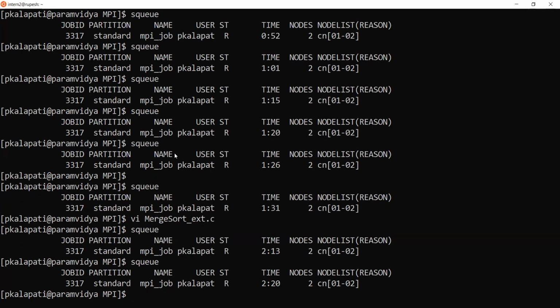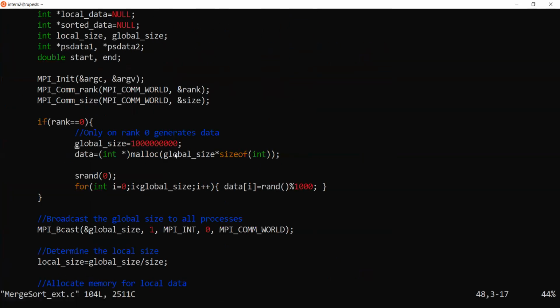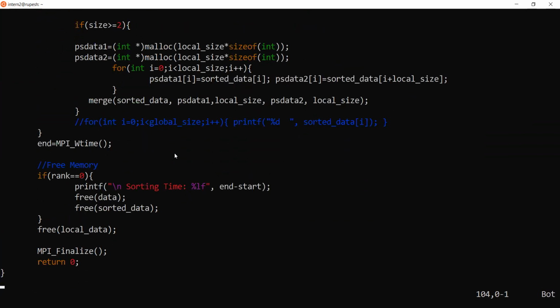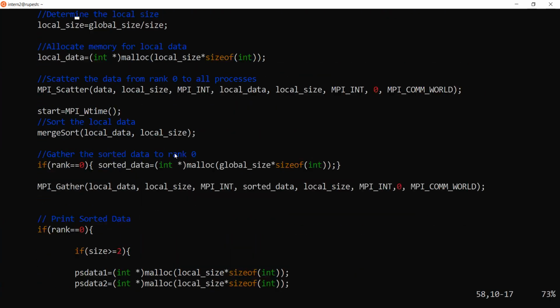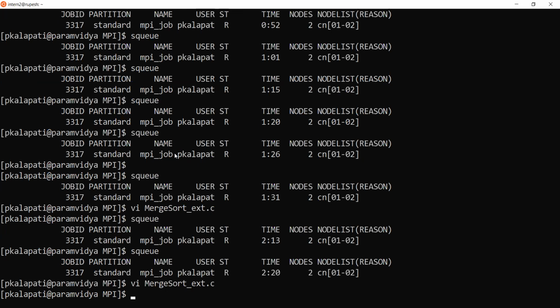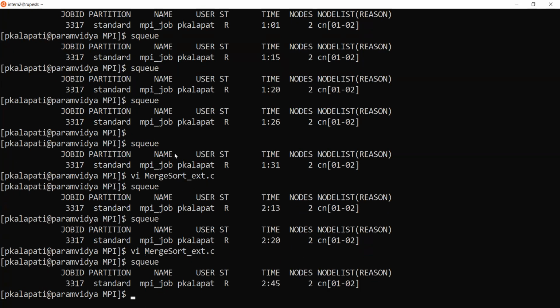We can tail the output, sir. Are we going to print the entire list? No, we are not going to print the entire list, but we are sorting with the help of one. If that is the case, how can we cancel that particular job?